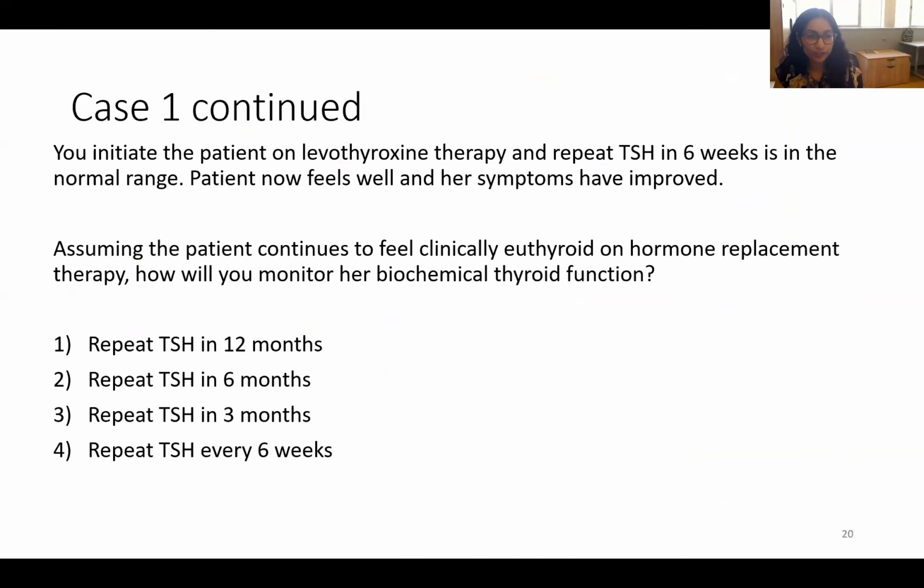So in this particular patient, you initiate levothyroxine therapy. You repeat TSH in 6 weeks and it's in a good range. The patient's feeling well, and her symptoms have improved. Now, assuming the patient continues to feel clinically euthyroid on hormone replacement therapy, how will you monitor her biochemical thyroid function? We already talked about TSH being enough, but how often? Every 6 weeks, 3 months, 6 months, or 12 months?